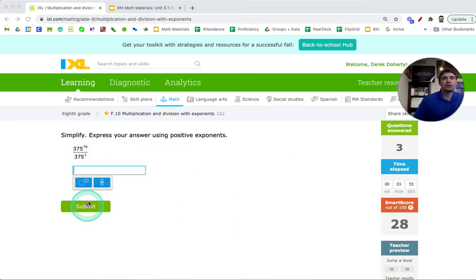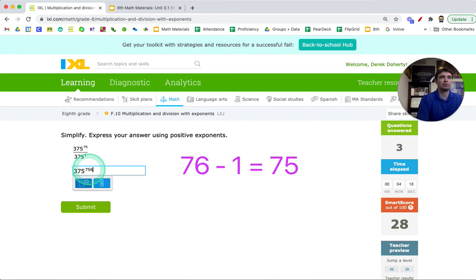And that's really all this assignment is. I will encourage you, if you're still watching with me right now, if you don't think you have F10 down fully, try to do this on your own. But hopefully you're saying, wait a minute, Mr. Doherty, same base divided, all I got to do is numerator minus denominator. And that tells me there's still 75 copies of the base term 375 left over for our final answer.